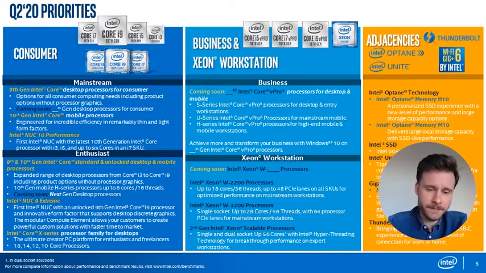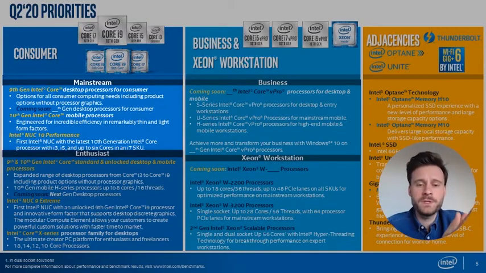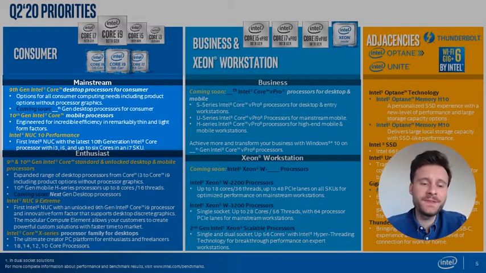In the mainstream area, as you can see, we've got 9th gen Intel Core desktop processors for consumer. There is an option for processors without processor graphics, integrated graphics. These are named with an F at the end of the naming. Second is 10th gen Intel Core mobile processors, which are mainly related to laptops, and these are designs engineered for incredible efficiency and remarkably thin and light form factors.